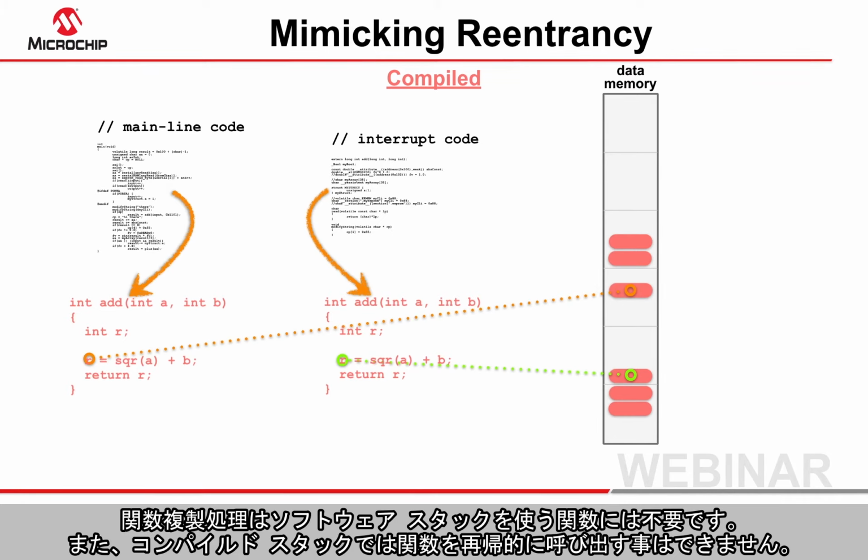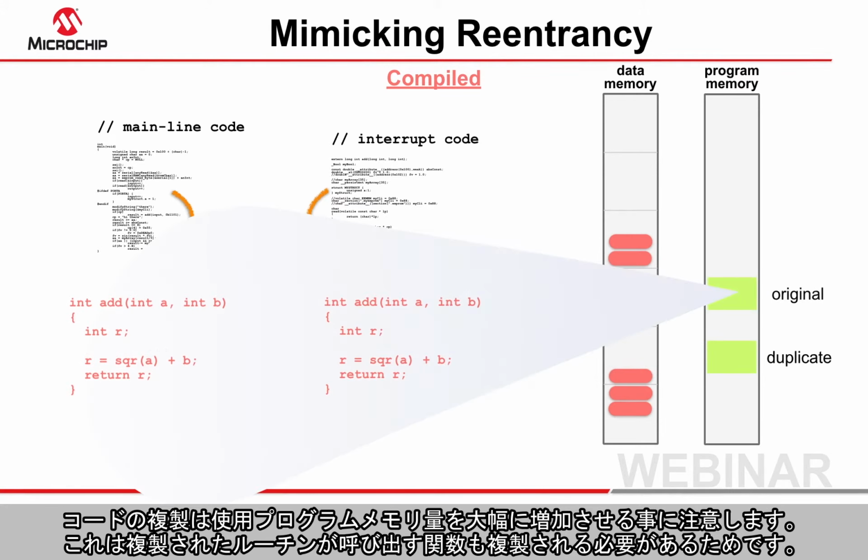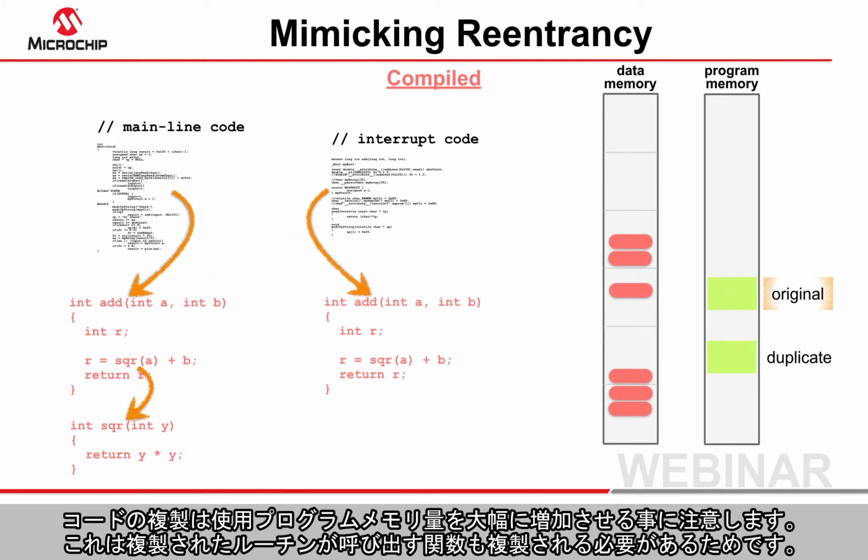This action is never required for functions that use the software stack, and it cannot allow a compiled stack function to call itself recursively. Note that duplicating code can significantly increase the amount of program memory used, as any functions called by a duplicated routine will also need to be duplicated.